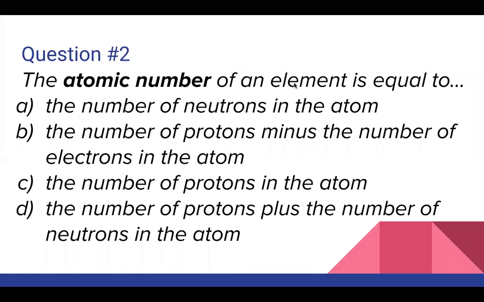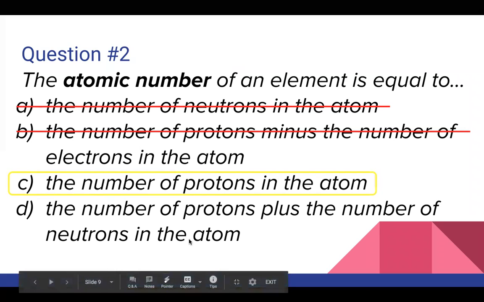Okay, so the atomic number of an element is equal to, it's not the number of neutrons, it's not the number of protons minus the number of electrons. That would be how you calculate the charge. It is the number of protons, so that's right. And is it the number of protons plus the number of neutrons? No, that would be the mass number, so that's not right.